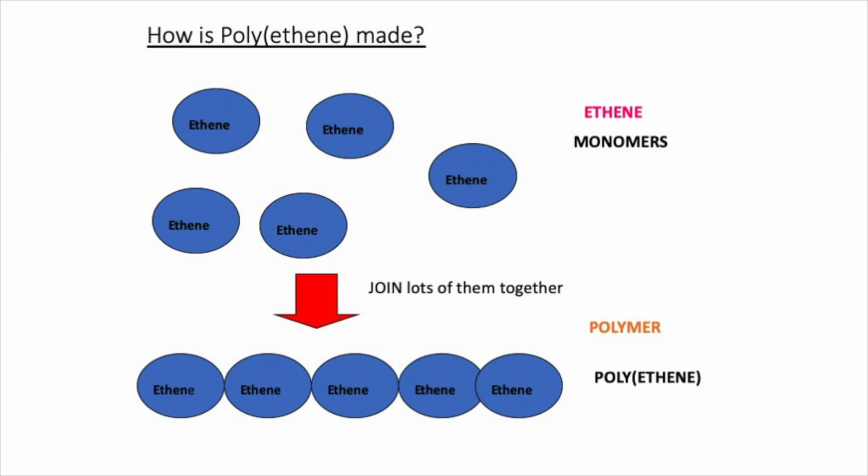Now when naming a polymer, you put the word poly and then in brackets you put the name of the monomer. So polyethene is made by joining lots of ethene molecules together. So that's why the polymer is called poly and in brackets ethene.